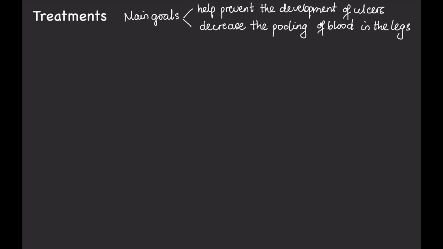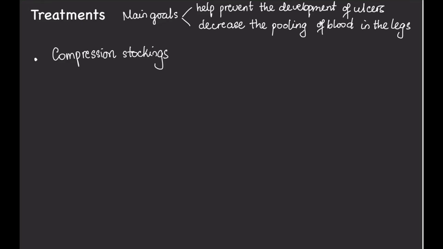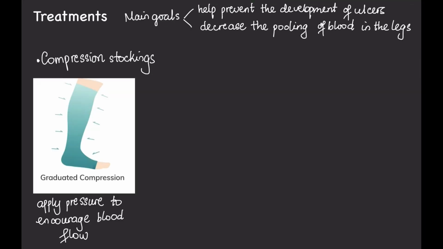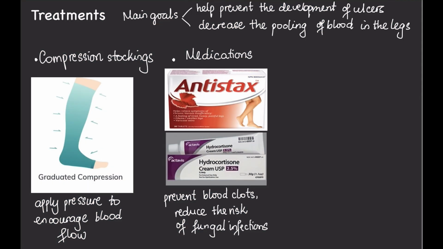The main goals of these treatments is to help prevent the development of ulcers and decrease the pooling of blood in your legs. One treatment is compression stockings. They allow you to apply pressure to your legs in order to encourage blood flow. Medications can also be used for treatment. Skin infections and ulcers, for instance, can be treated with antibiotics. Another medication may also be prescribed to prevent blood clot formation. Certain creams, such as hydrocortisone, can also be used to reduce the risk of fungal infections and to keep your skin moisturized.